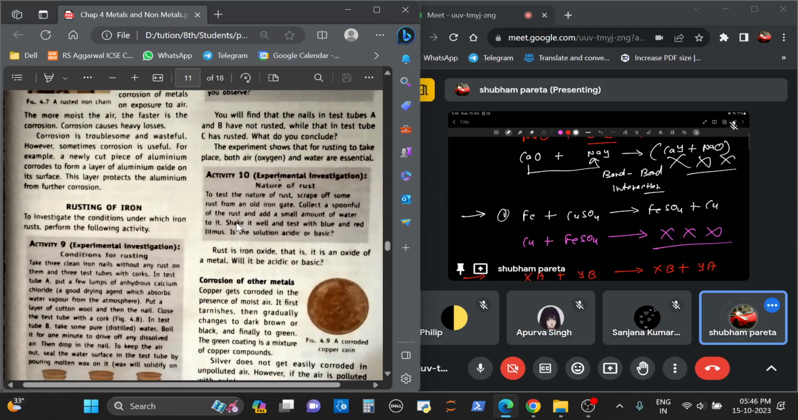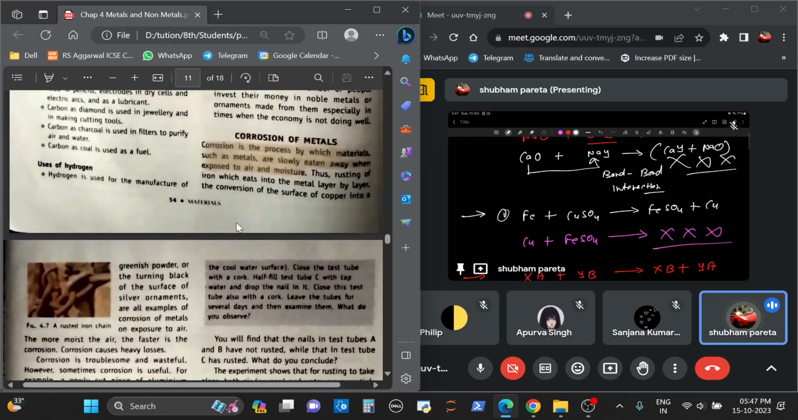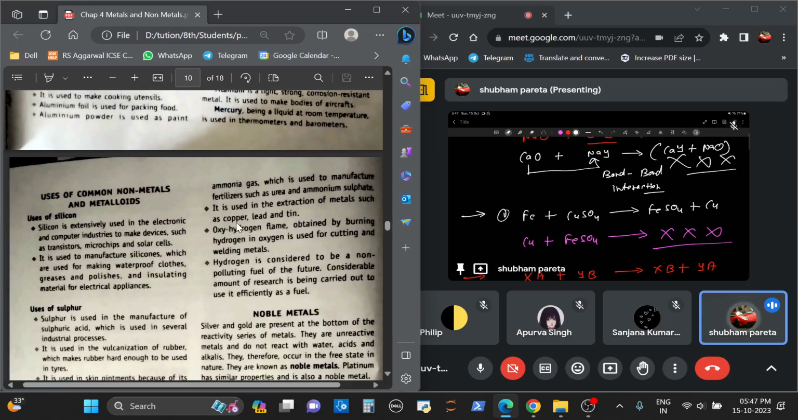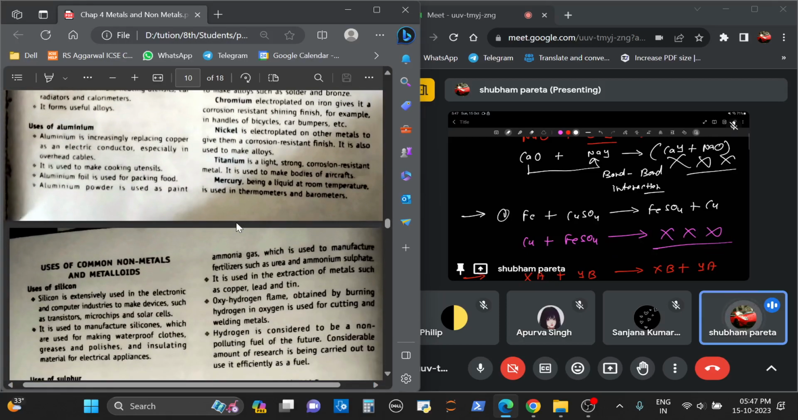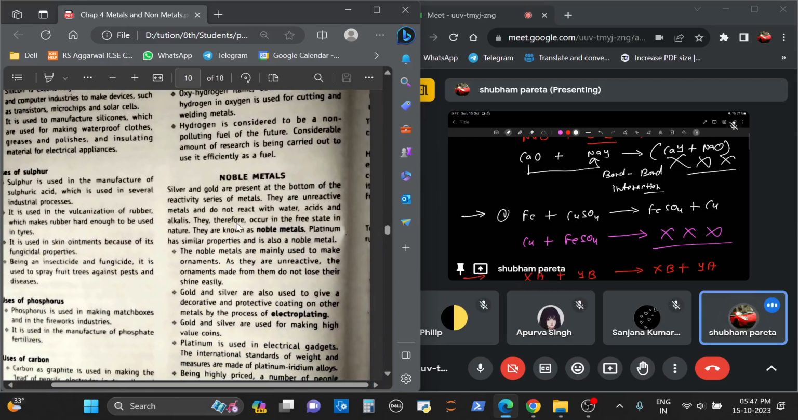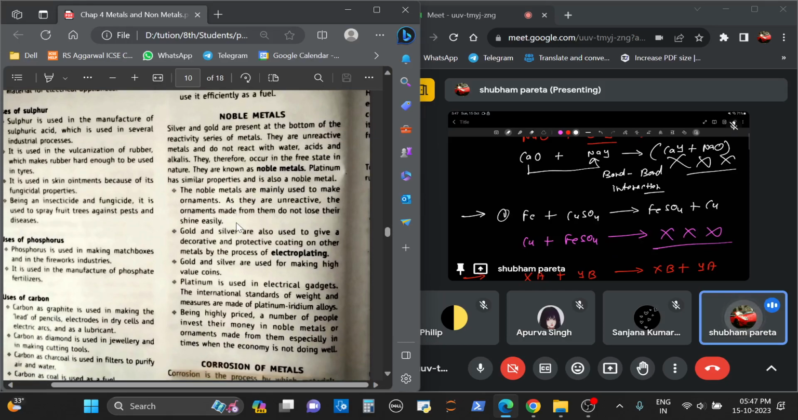Now proceeding ahead, we have the uses of sulfur, uses of iron, uses of other metals also. Okay, so that is already written in your book, but apart from that, now the non-metals, the noble metals. Okay, can anyone read the topic about the noble metals?